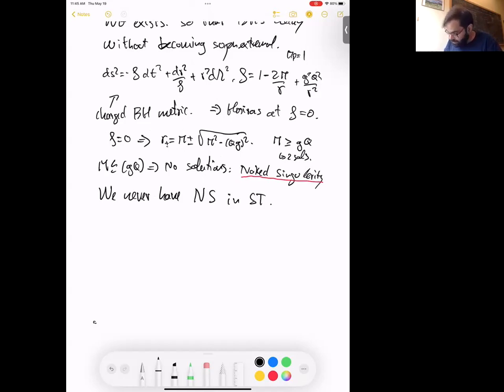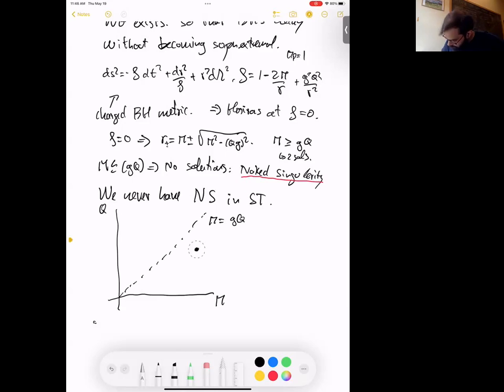And what that means is that if I, for instance, draw a mass versus charge plane, as I drew here, and I draw this line m equals gq, then if I have a black hole, it has to be on this side. Black holes are usually on this side of the diagram. You would not be able to have black hole solutions here, because this is where the naked singularities are.